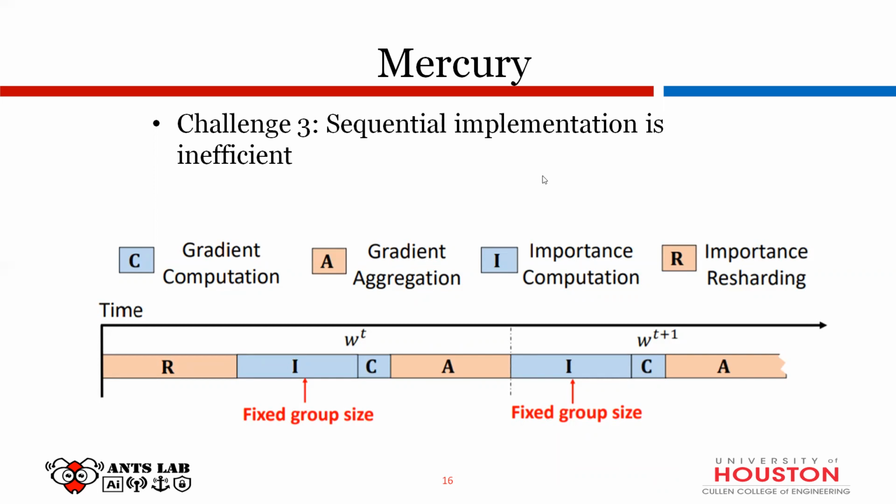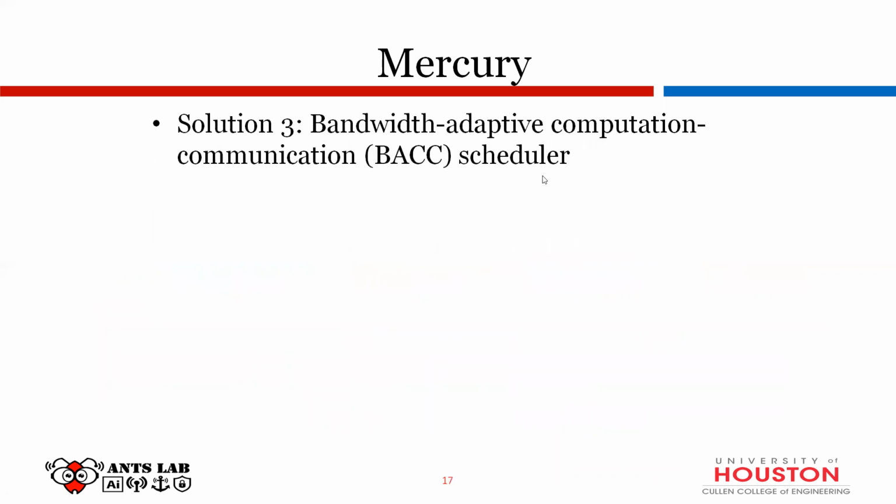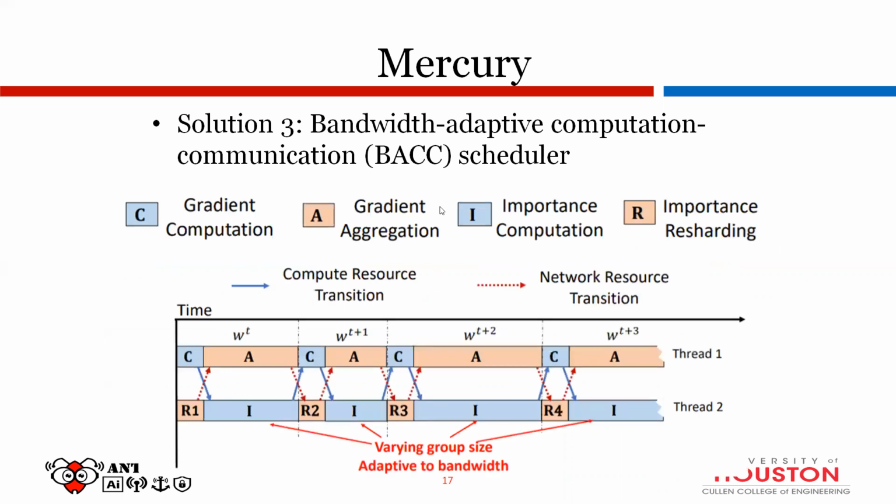So what they do to solve this is a bandwidth-adapted computation-communication scheduler. What it basically does is try to overlap the process here.